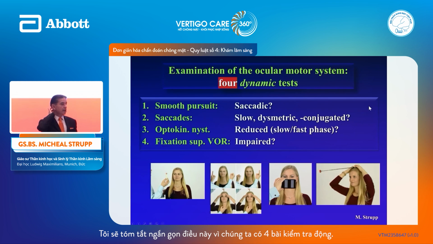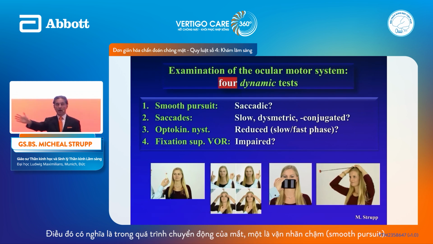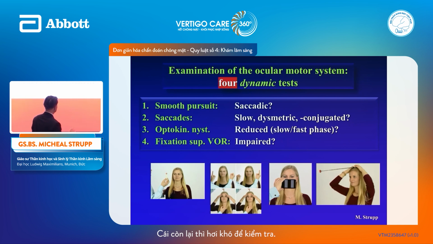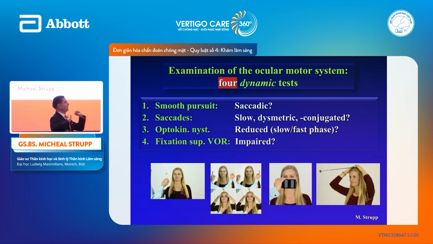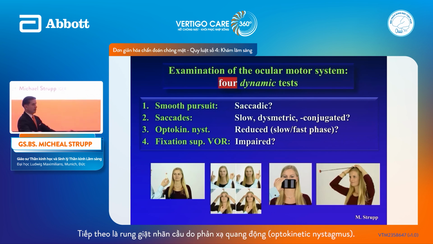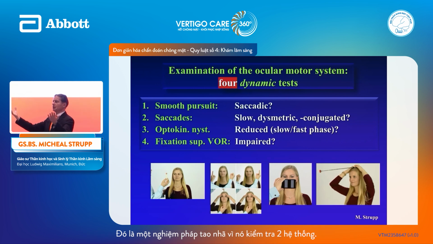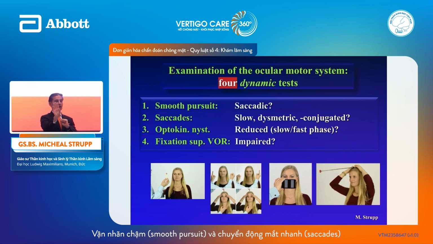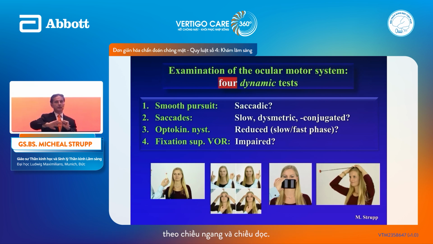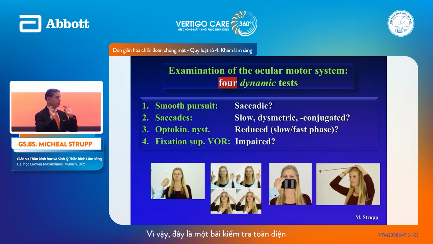Then we have 4 dynamic tests. That means during eye movements, one is smooth pursuit. The other one is a little bit difficult to examine, the saccades. Therefore, that requires some exercise. The next thing is optokinetic nystagmus. Optokinetic nystagmus is an elegant test because it examines 2 systems, smooth pursuit and saccades, horizontally and vertically. So it's a super global test.